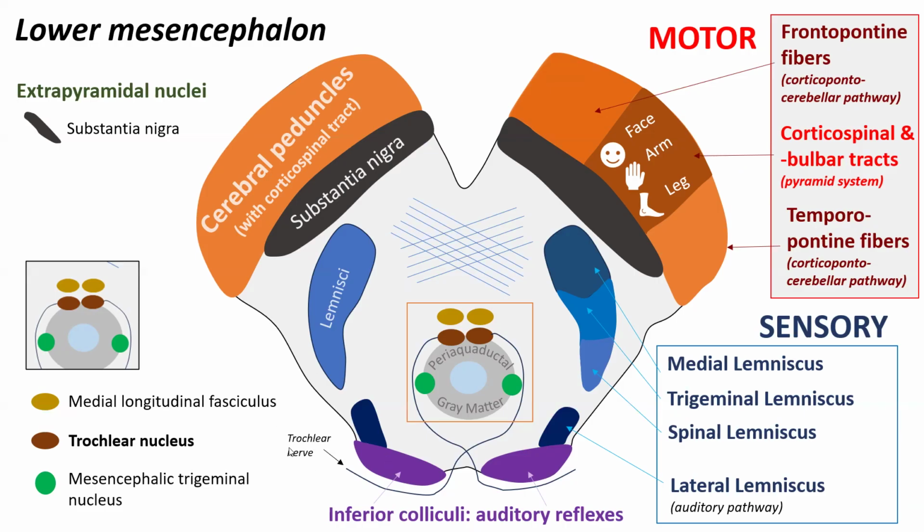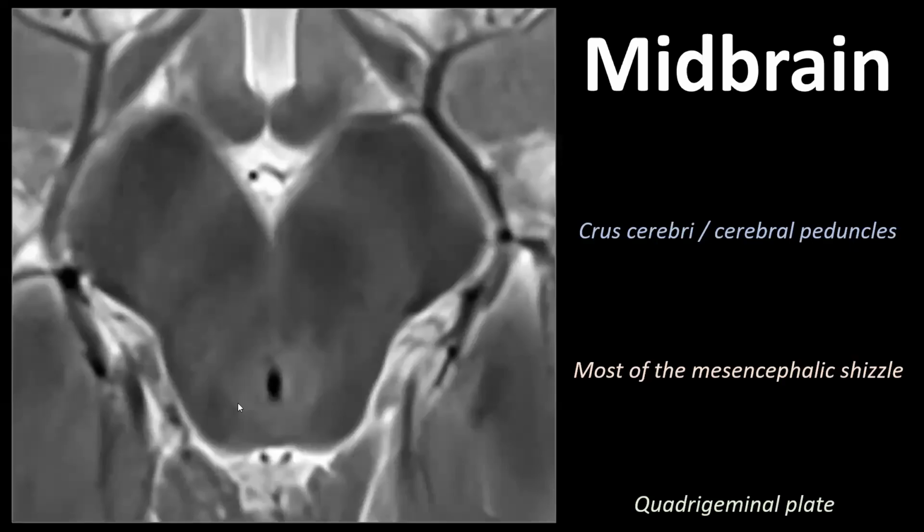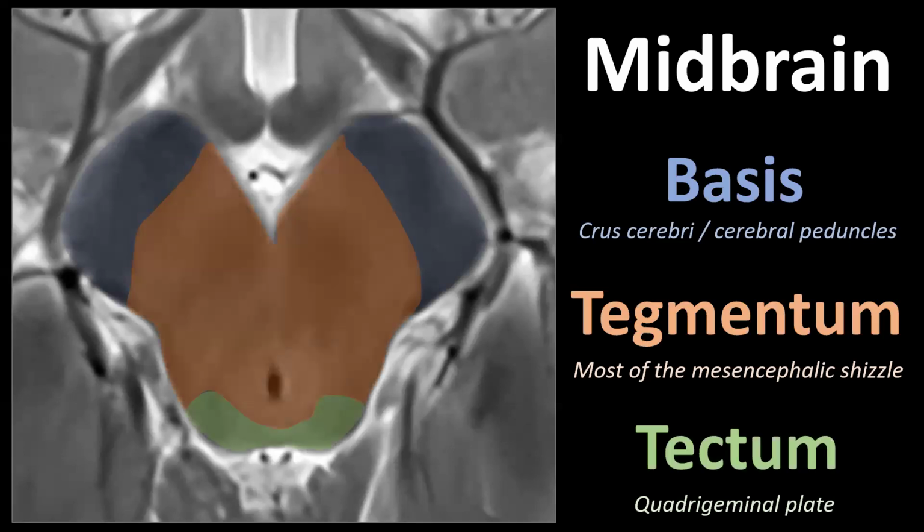We have one cranial nerve exiting the midbrain at the level of the lower midbrain, and that's the trochlear nerve, which exits at the back. So I'm going to illustrate it on images now. So this is the basis, this is the tegmentum, this is the tectum. We have already seen that.